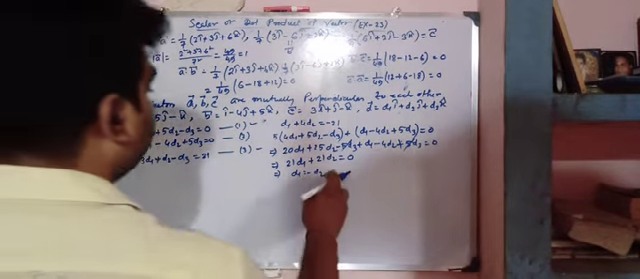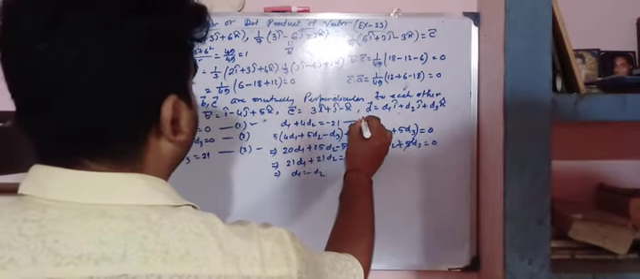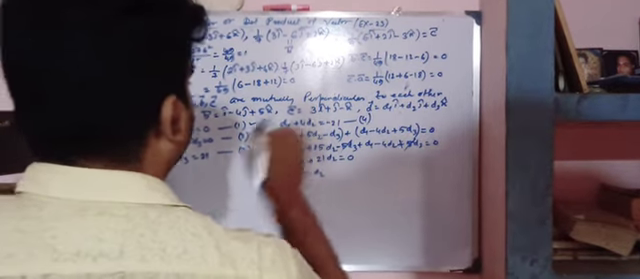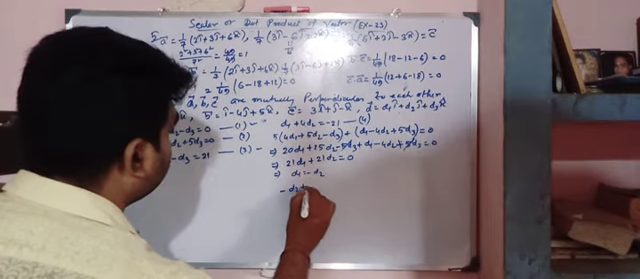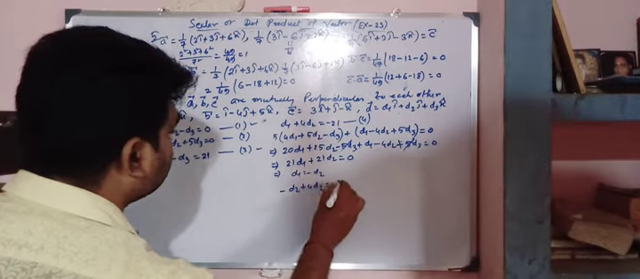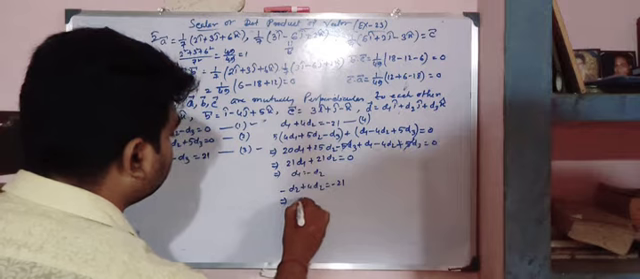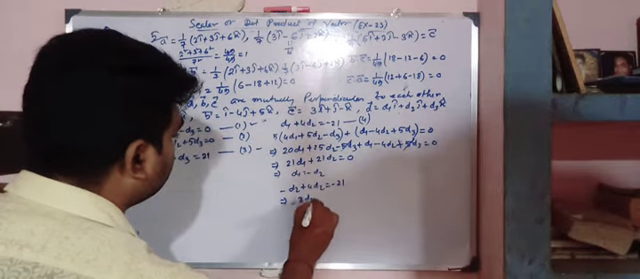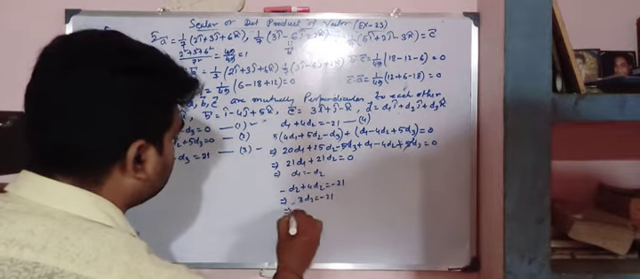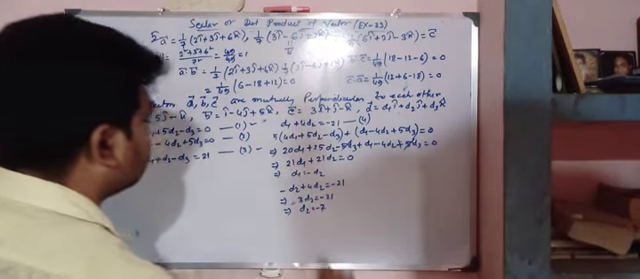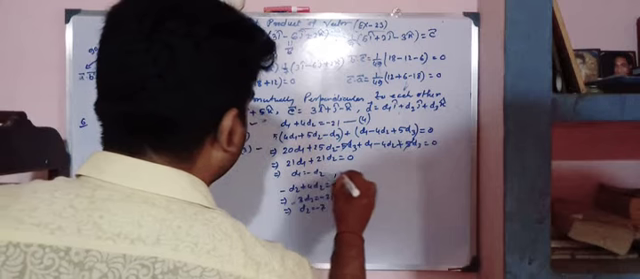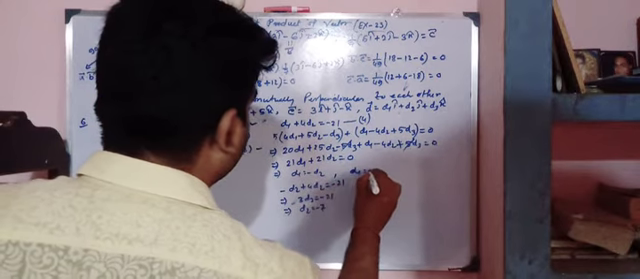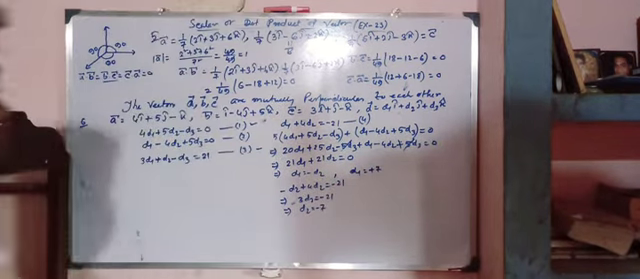Now put this value over this 4, so we are getting minus D2 plus 4D2 is equal to minus 21. So 3D2 is equal to minus 21. So D2 is equal to how much? Minus 7. So D1 is equal to plus 7, obviously.